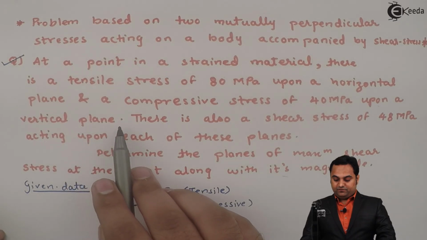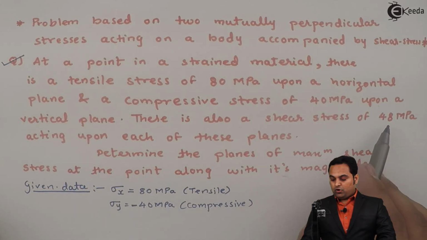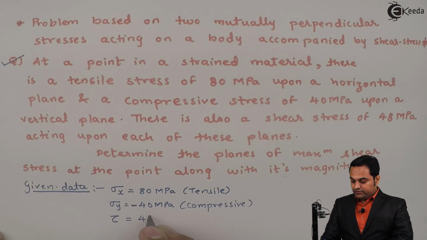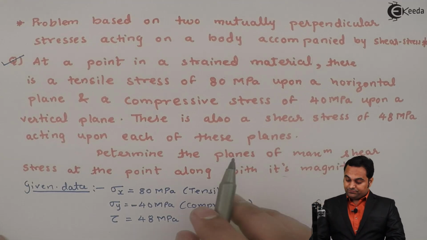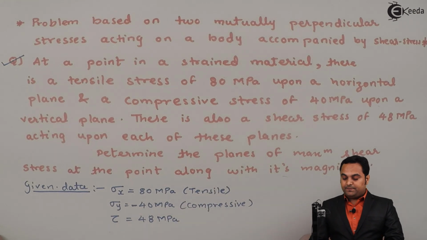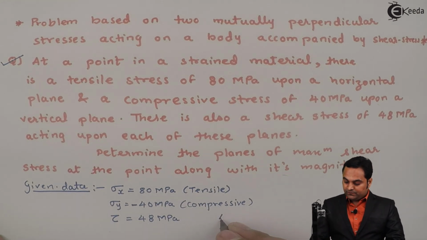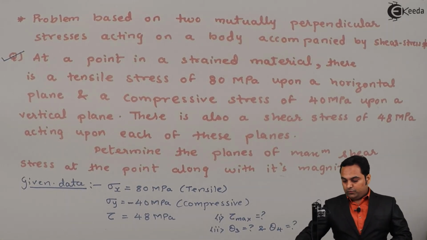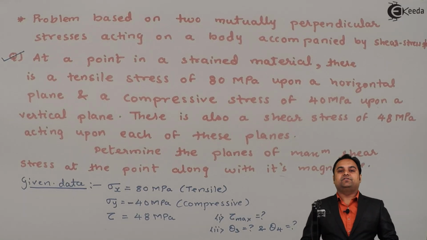Upon a vertical plane, there is also a shear stress of 48 megapascal. Shear stress, I'll denote it by tau. It is 48 megapascal acting upon each of these planes. Determine the planes of maximum shear stress at the point along with its magnitude. Means here in this question, we have to find out the maximum shear stress and its location, which is given by theta 3 and theta 4. So now, with the data available to us, let us try to get the solution to this problem.